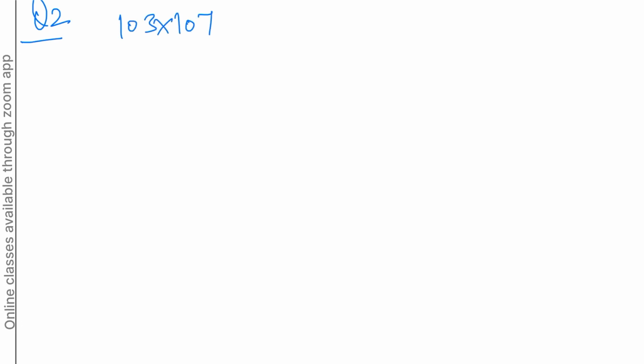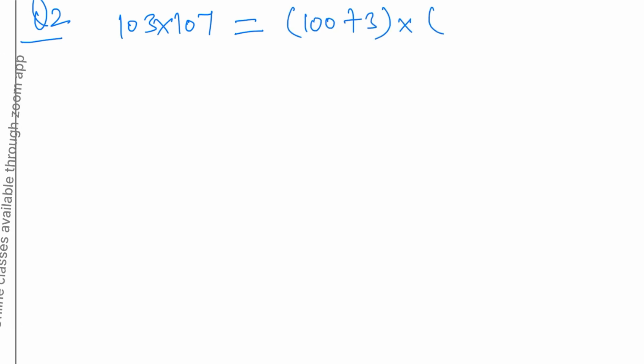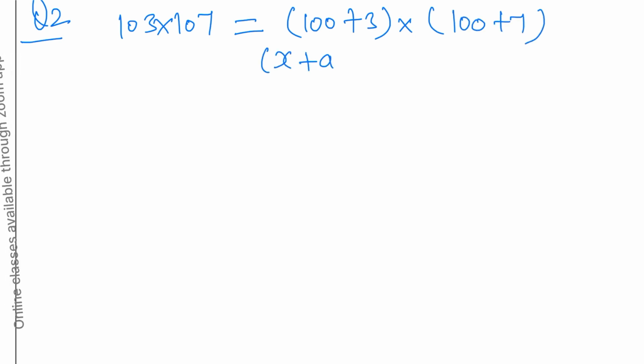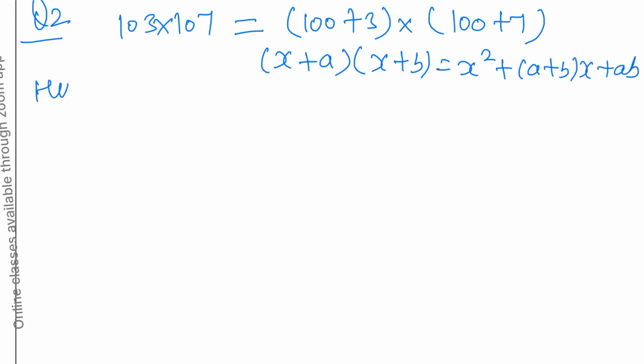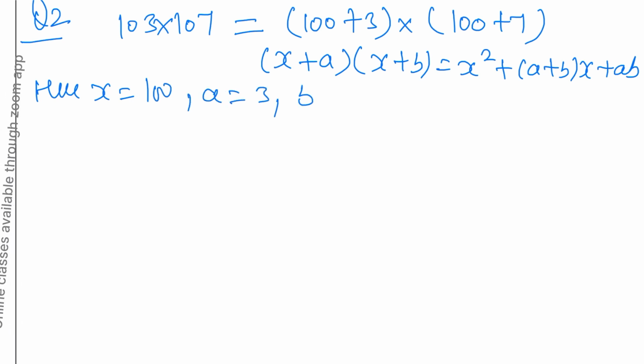Now the next question is question number 2. Evaluate without multiplying directly: 103 into 107. Here we also need to apply a suitable identity. 103 can be written as 100 plus 3, and 107 can be written as 100 plus 7. So we can use the same identity, (x plus a) into (x plus b) is equal to x square plus (a plus b) into x plus ab. Here we have x as 100, a is equal to 3 and b is equal to 7.